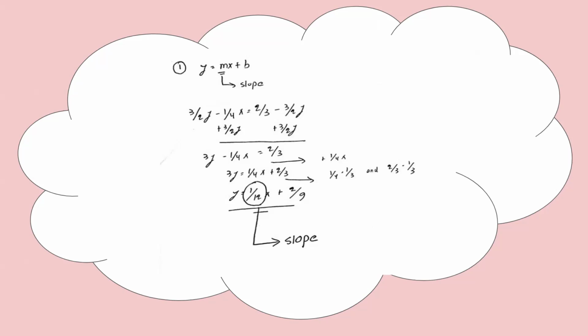So we know that the slope for this line is 1 over 12, and since we know that they're parallel lines, the other line is also going to have the same slope.